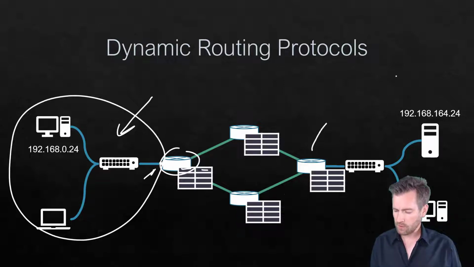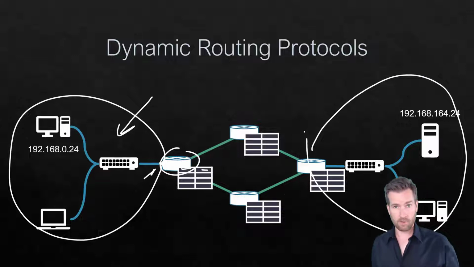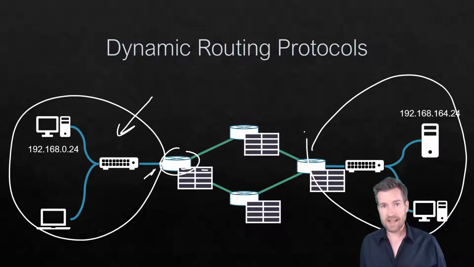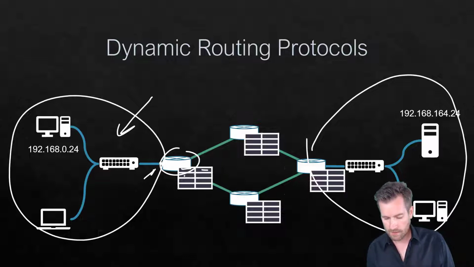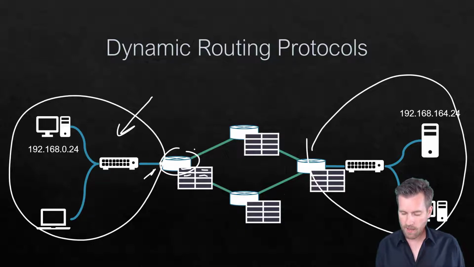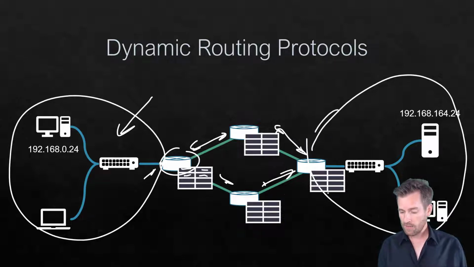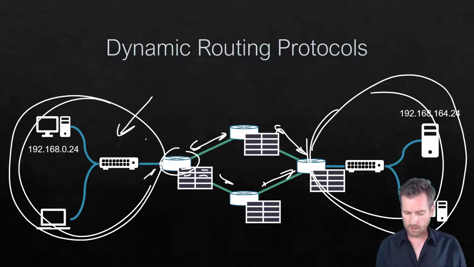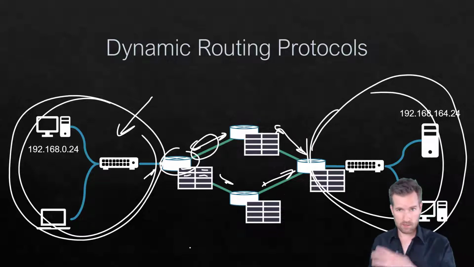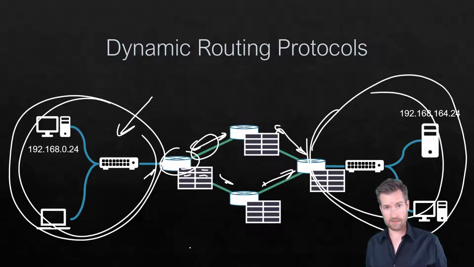But how does it learn of this distant network, this remote network? Well, it's going to do that either by entering a static route, where you manually enter that into the routing table, or it's going to learn it from other devices. And so other devices are going to share information so that way each one knows about each of the networks that exist out there. So that way communication can happen throughout all of these networks.